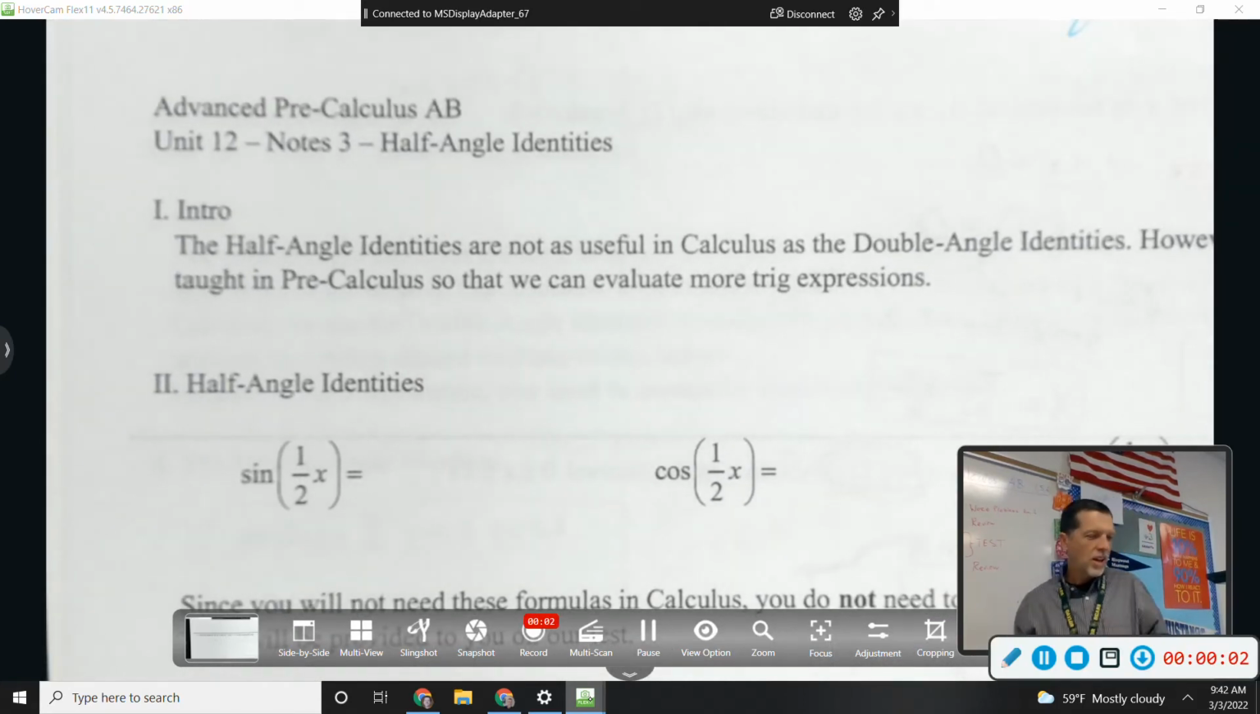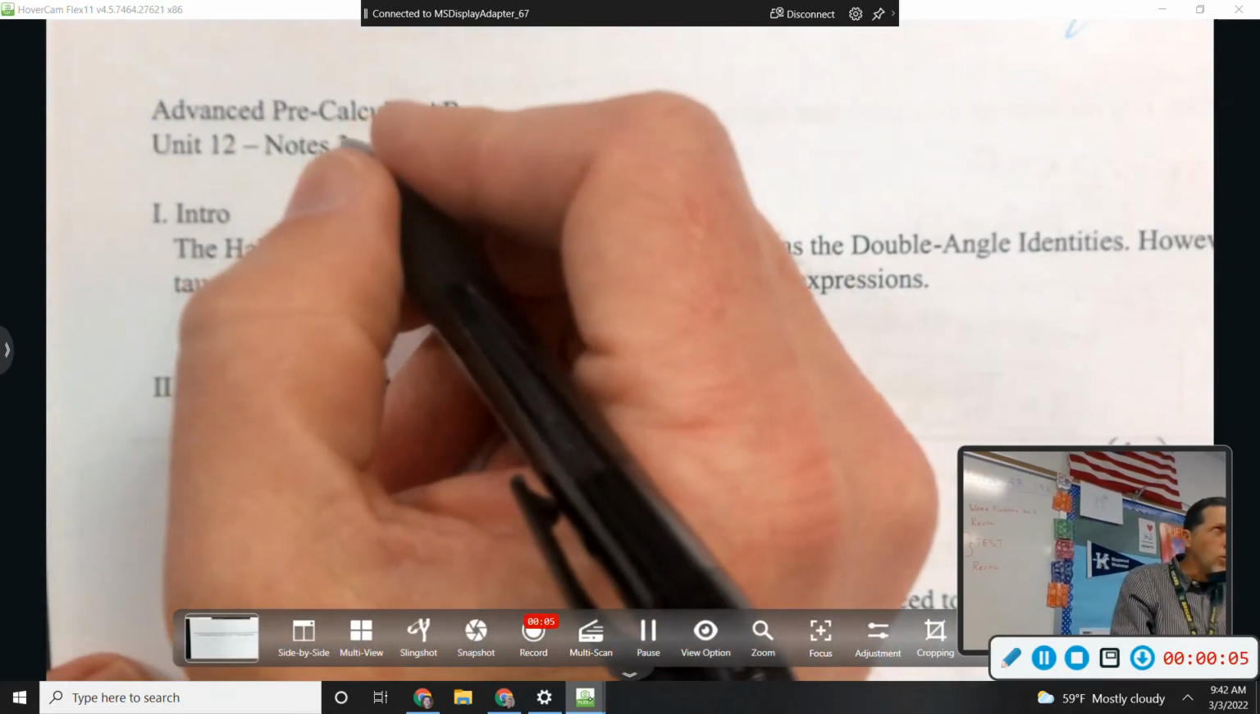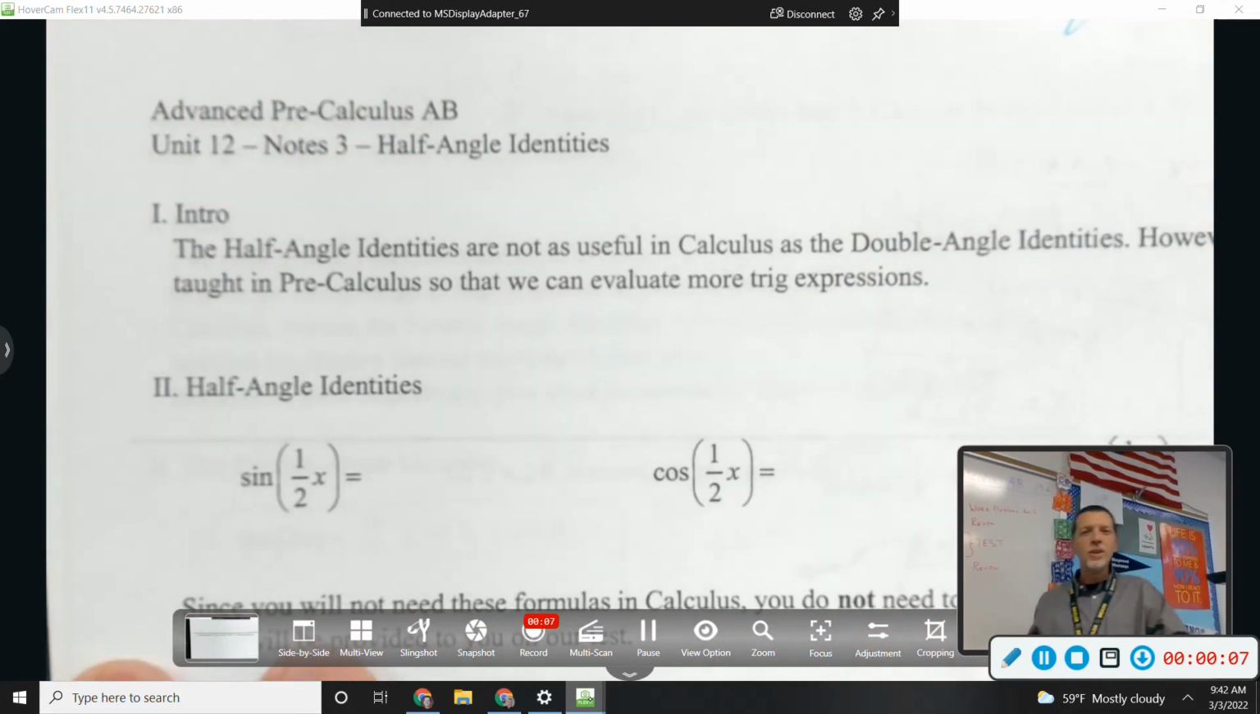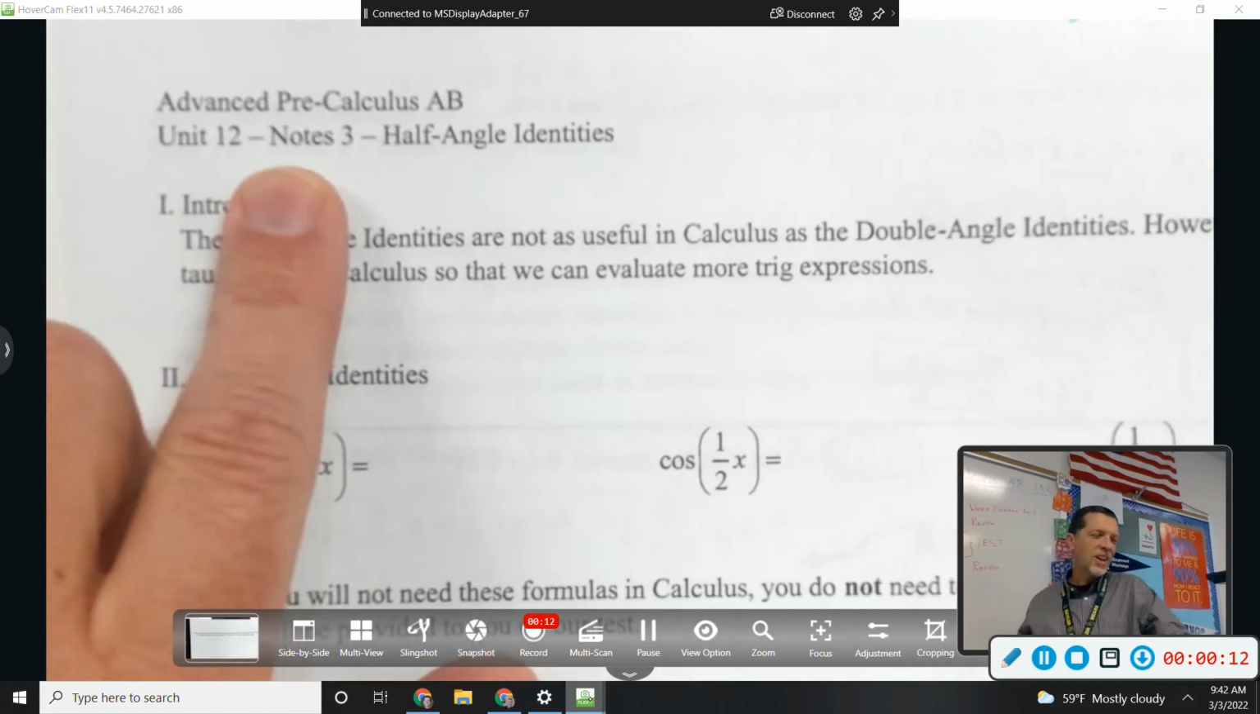Day 3. Well, actually, it's day 4 because day 1 was 2 days, day 2 was 1 day, and day 3 is 1 day. That sounds strange. Anyway, it's the third, notes 3.